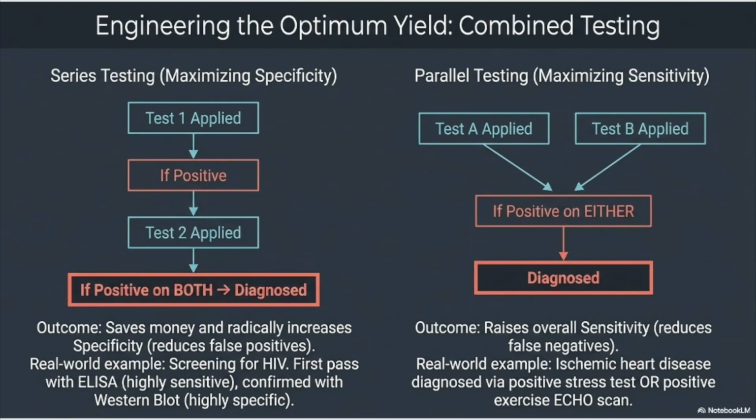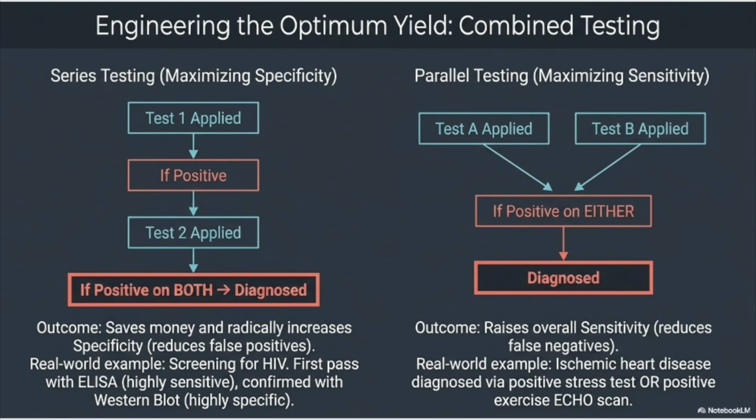In serial testing, the second test is performed only if the first test is positive. An individual is considered positive only if all tests are positive. This approach increases specificity, reduces false positive results, but may miss some true cases because sensitivity decreases. Serial testing is commonly used when confirmation of diagnosis is important before initiating expensive or potentially harmful treatment.